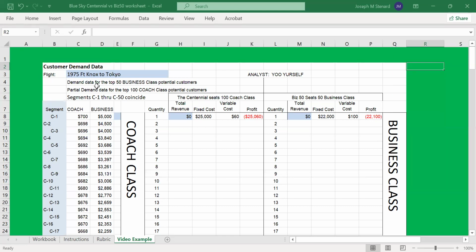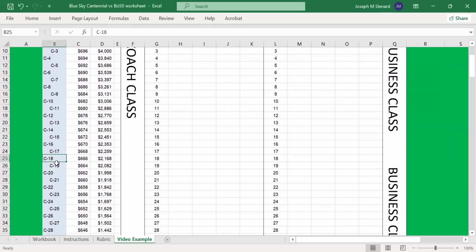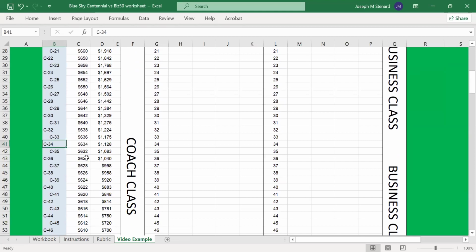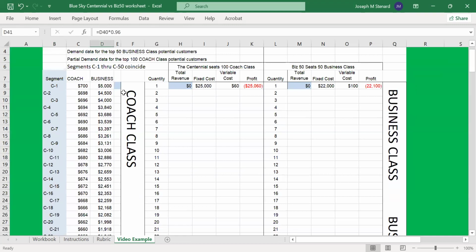And we have demand data for the top 50 business class potential customers, and also partial demand data for the top 100 coach class potential customers. This is segments C1 through C50. Actually, it's customer segment 18, customer segment 10, and so forth. It's a representative sample of everybody. And so customer 34, for instance, is willing to pay either $634 for a coach class seat or $1,128 for a business class seat. That's what we have here.